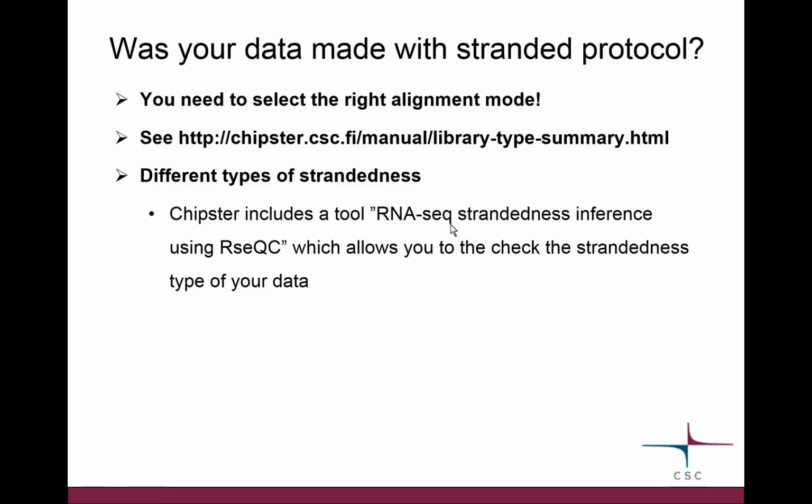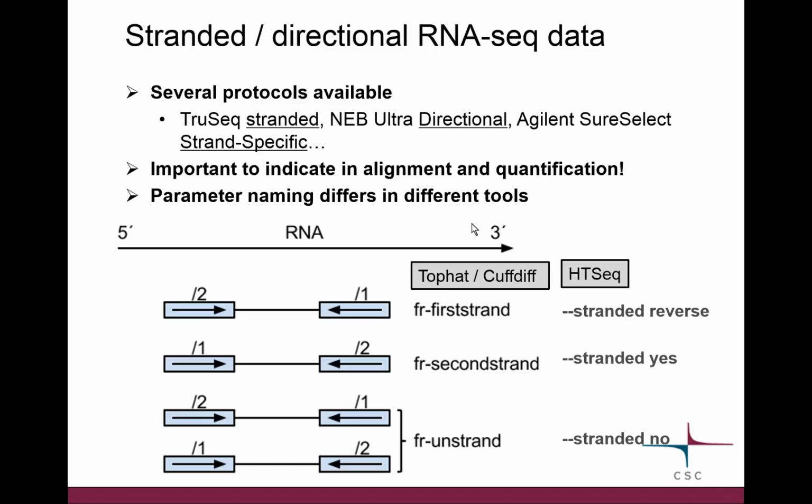If you don't know, usually you can get this information from the sequencing facility, but if for some reason you don't have this information for your data, then there's actually a tool in Chipster that allows you to check which protocol or which type of strandedness your data has.